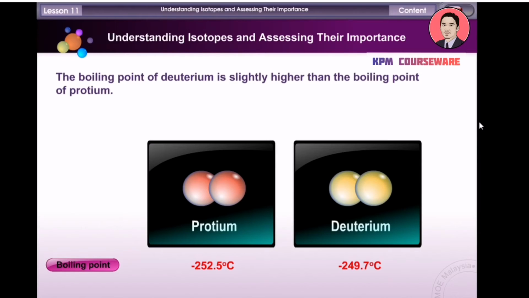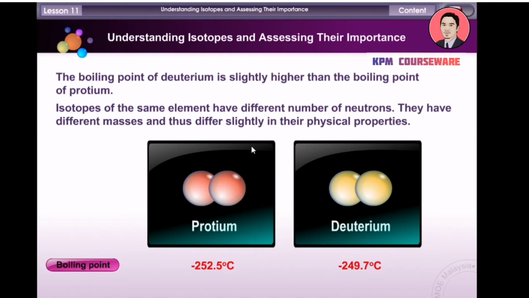The boiling point of deuterium is slightly higher than the boiling point of protium. Isotopes of the same element have different number of neutrons. They have different masses and thus differ slightly in their physical properties.